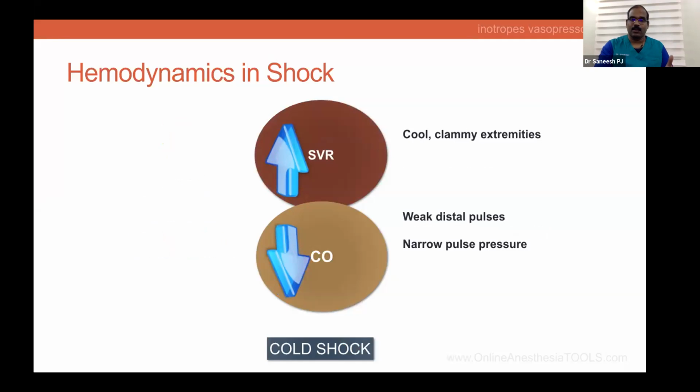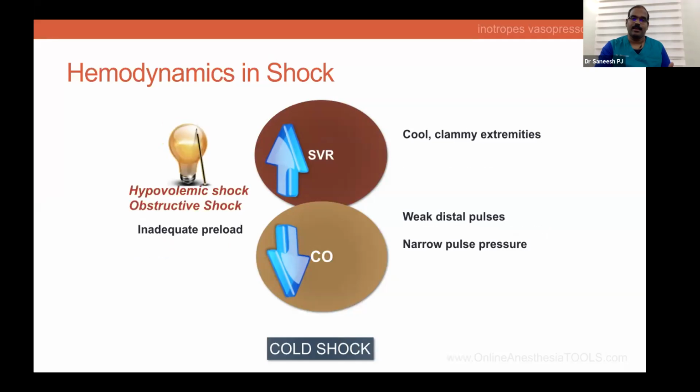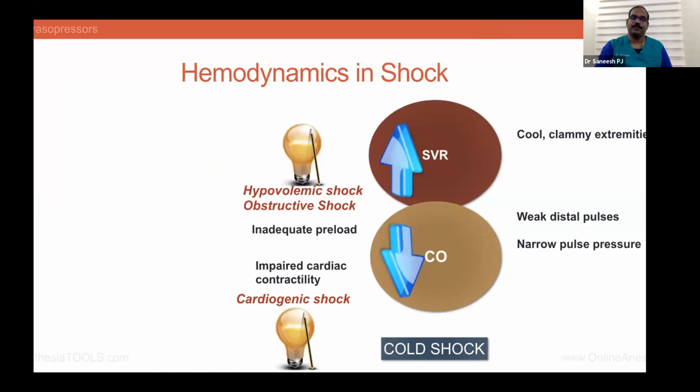The other extreme, cold shock, where cardiac output falls, we get weak distal pulses, the pulse pressure narrows, and for profound vasoconstriction, it will lead to cold, clammy extremities. This can occur in hypovolemic shock or obstructive shock due to inadequate preload or impaired cardiac contractility, as we get in scenarios like cardiogenic shock. I hope everybody is following.